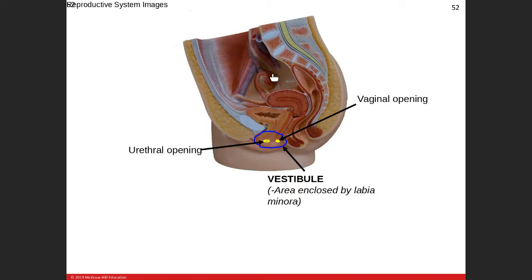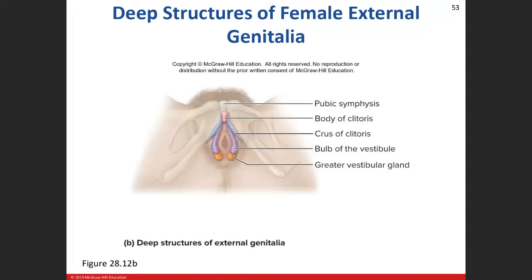Keep in mind what makes up the lateral walls of the vestibule are going to be the labia minora there. And that's going to be it for this.